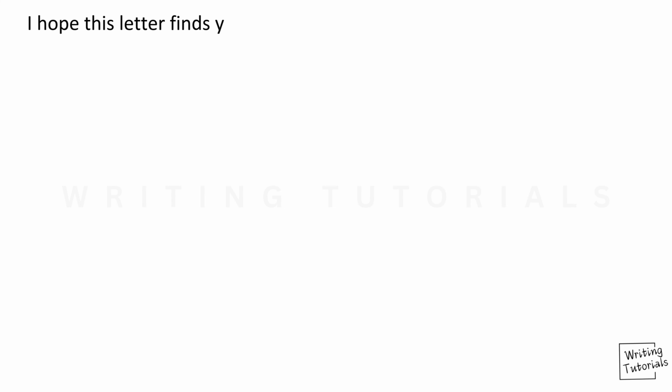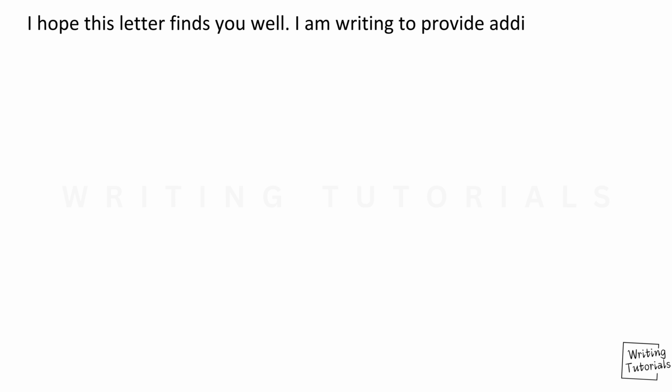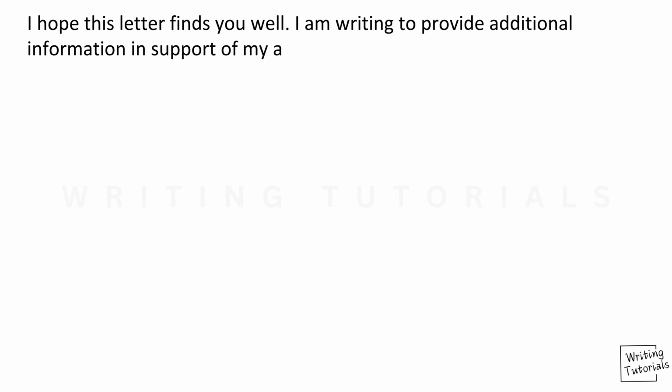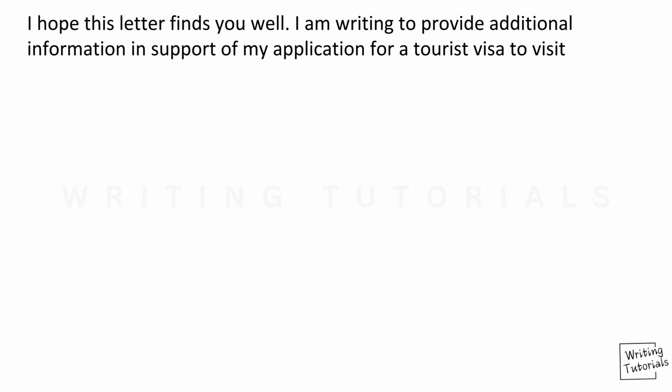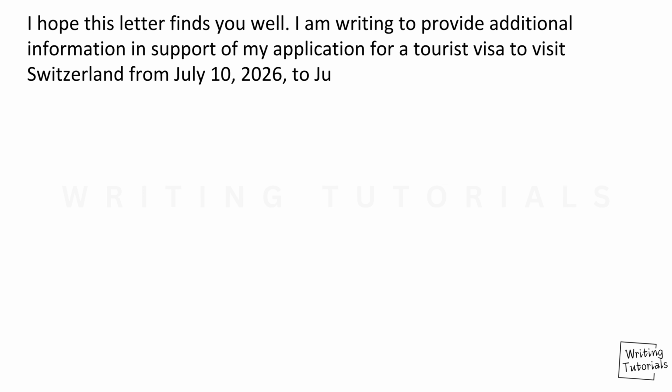In this paragraph, clearly state why you are writing and include your travel dates. Write, I hope this letter finds you well. I'm writing to provide additional information in support of my application for a tourist visa to visit Switzerland from July 10th, 2026 to July 20th, 2026. The first sentence is a polite opening. The second sentence is very important because it clearly explains your purpose and your exact travel dates. This shows transparency and helps the visa officer quickly understand your plan.